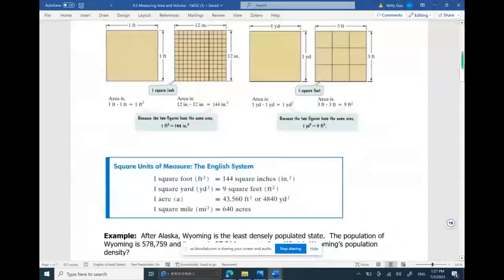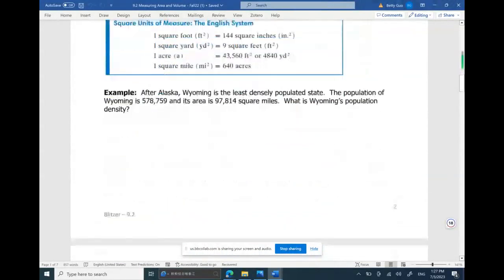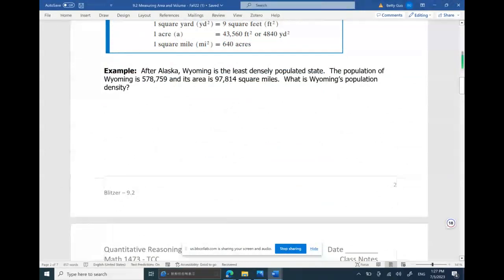This example is already solved. You can look at it yourself. And this example, okay. After Alaska, Wyoming is the least densely populated state. The population of Wyoming is only 578,759 people, the whole state. And its area is 97,814 square miles, huge. What is Wyoming's population density?